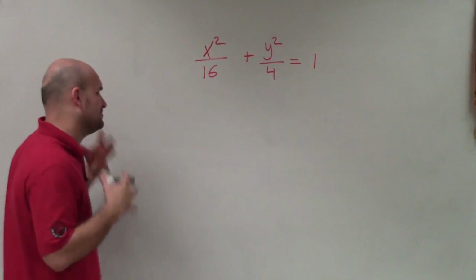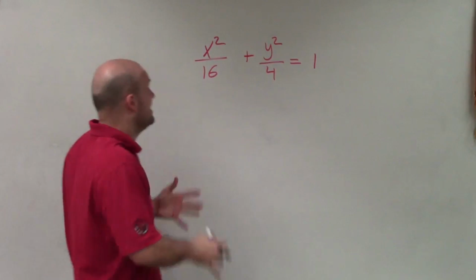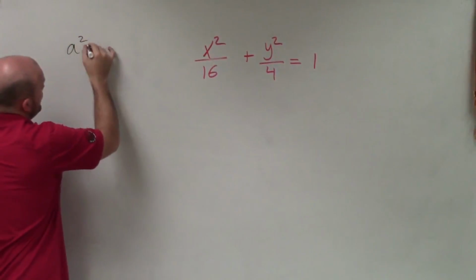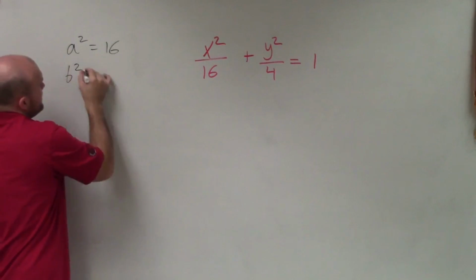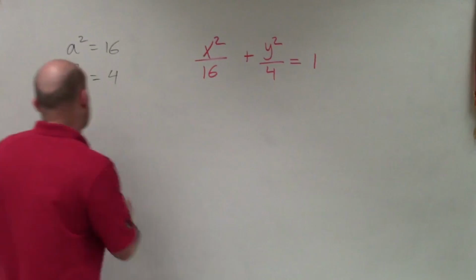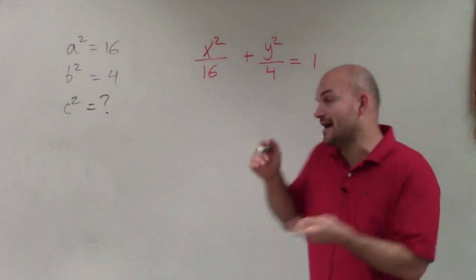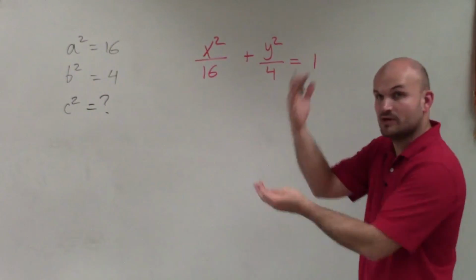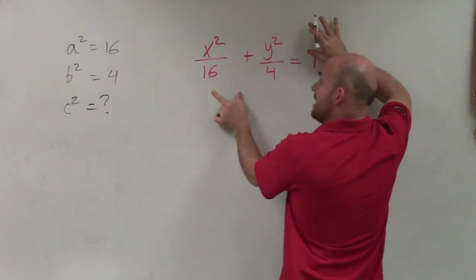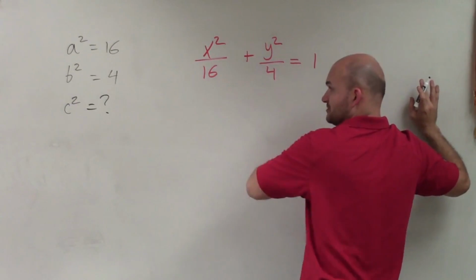And what I notice when we're dealing with ellipses, the best thing I always like to look at is what is the largest denominator that I have. That is always going to be my a. So you can say that a squared is equal to 16 and b squared is equal to 4. Now that's going to be very, very important. The last thing we need to figure out is what is c squared. So automatically, first thing I want to do is identify what is my a squared, what is my b squared. And you got to make sure that your equation is equal to 1, which in this case it is. Then a squared for ellipses is always going to be the larger denominator, which in this case was 16.